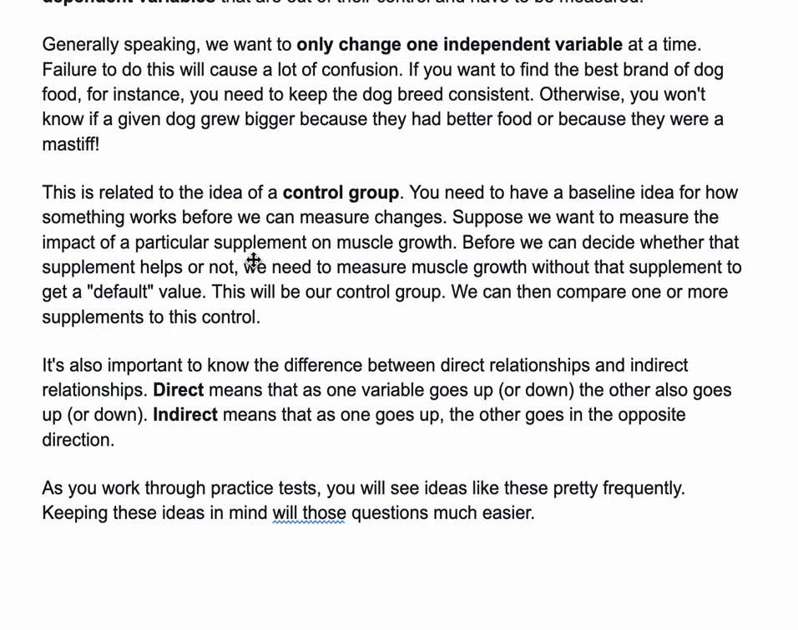If we want to measure the impact of a particular supplement on muscle growth, then we have to measure muscle growth without that supplement to get a default value. So like just what happens to muscles with nothing special happening at all. Okay, that's the control group, right? In the ACT science section, the way you'll notice the control group is it's the thing that they don't do anything to. It's the thing that just sort of sits there and there's nothing added or taken away.